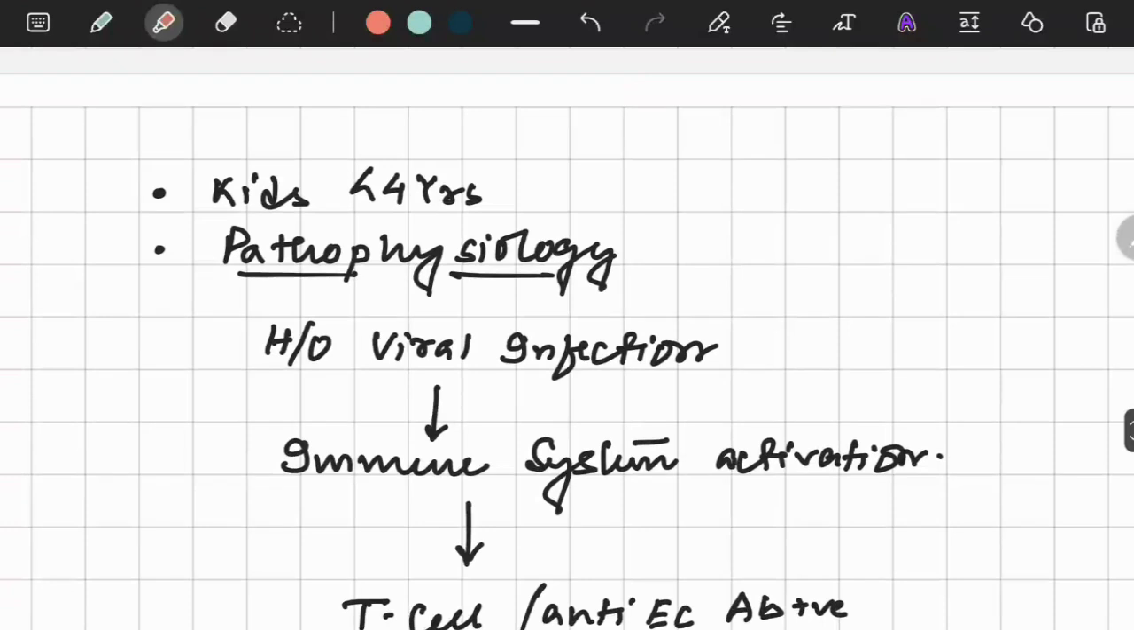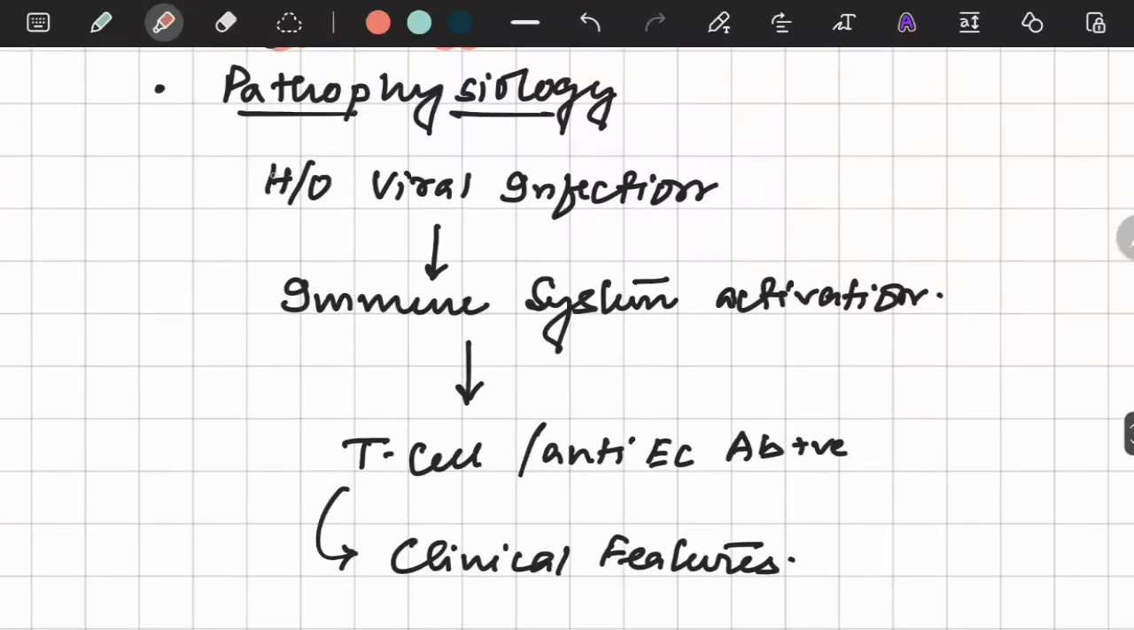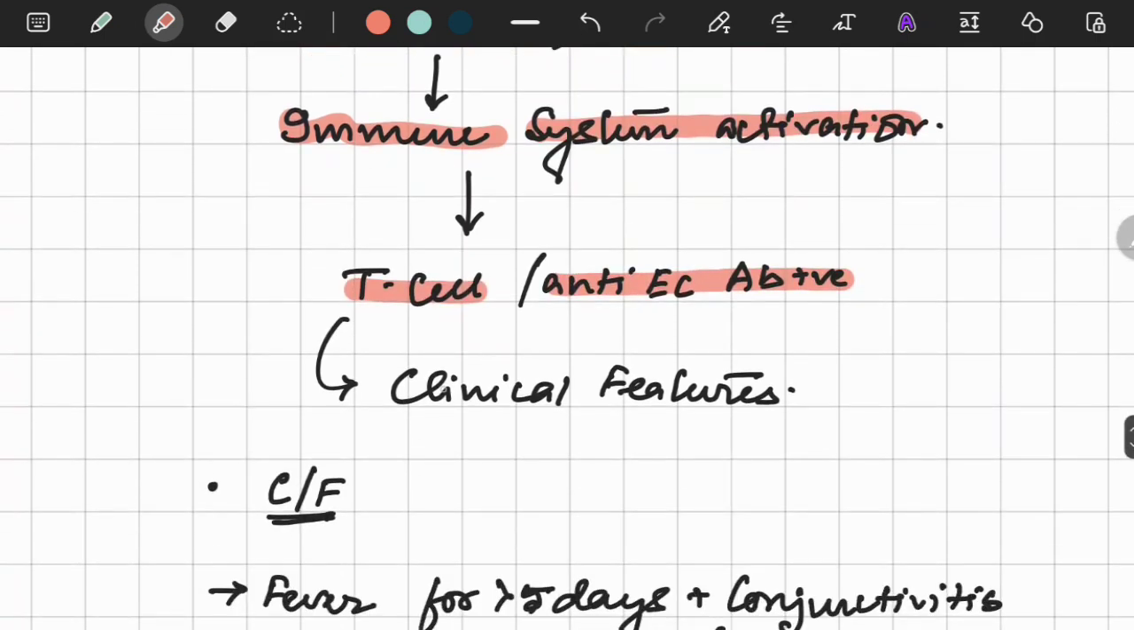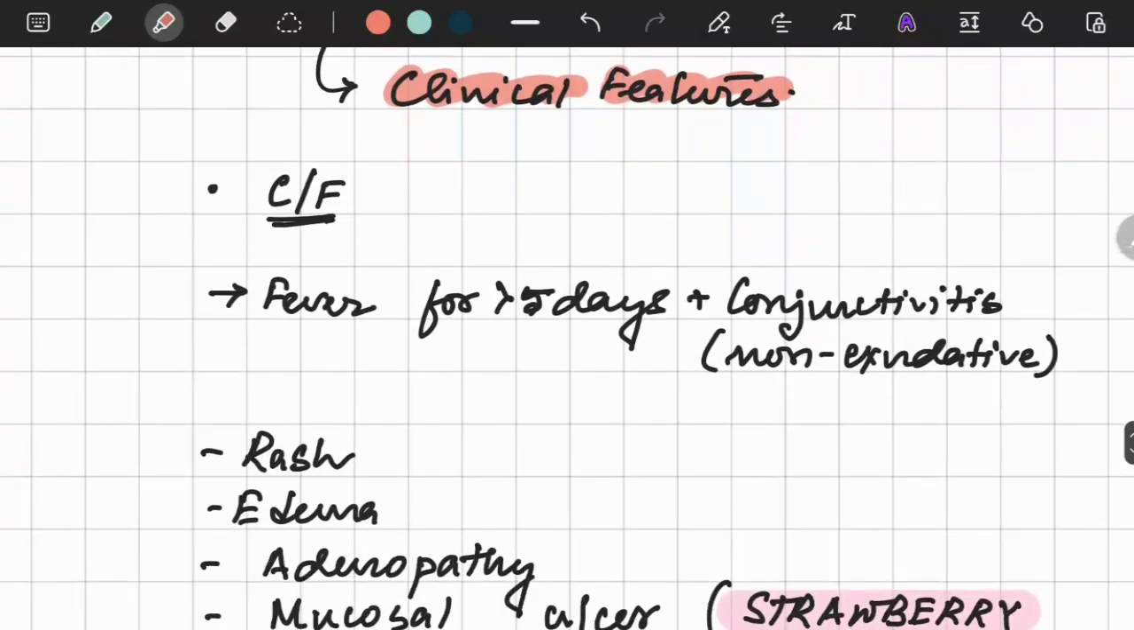So, as we just discussed, it is mostly kids less than 4 years who are affected. Let us talk about the pathophysiology. There is some kind of history of viral infection resulting in immune system activation. As a result, T cells and anti-EC antibodies are present, resulting in the clinical features that we shall be talking about. What are the clinical features?